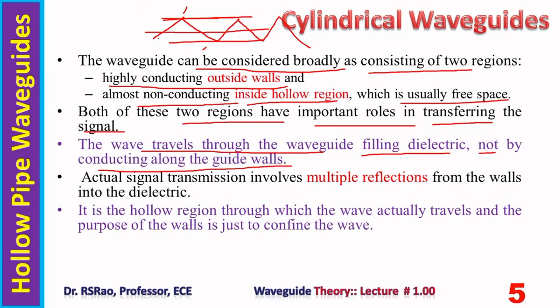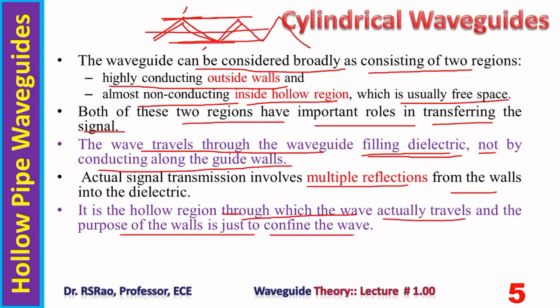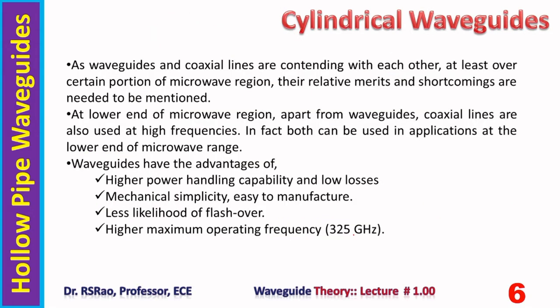Notice that in this process of hitting and reflection, the wave is most of the time in the dielectric region. It is touching the walls only momentarily. So the wave travels through the waveguide, filling the dielectric, not by conducting along the guide walls. Actual signal transmission involves multiple reflections, as already mentioned, reflections from the walls into the dielectric. It is the hollow region through which the wave actually travels, and the purpose of the walls is just to confine the wave to the hollow region.